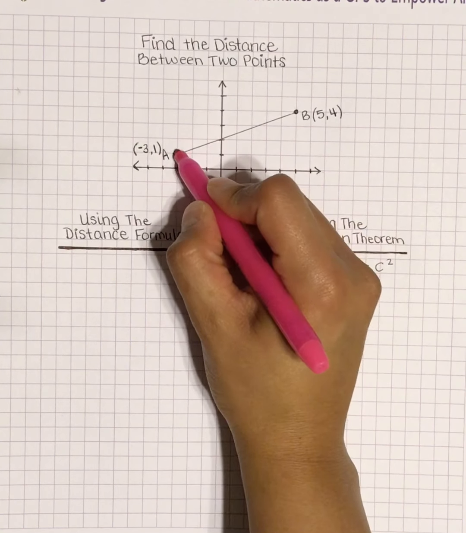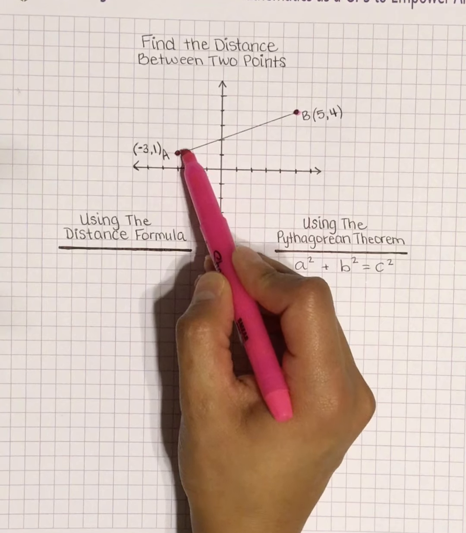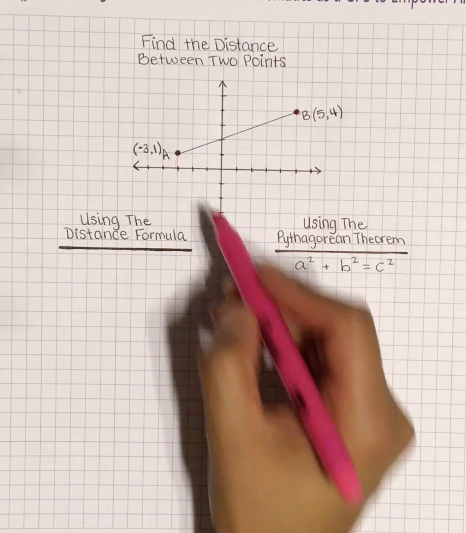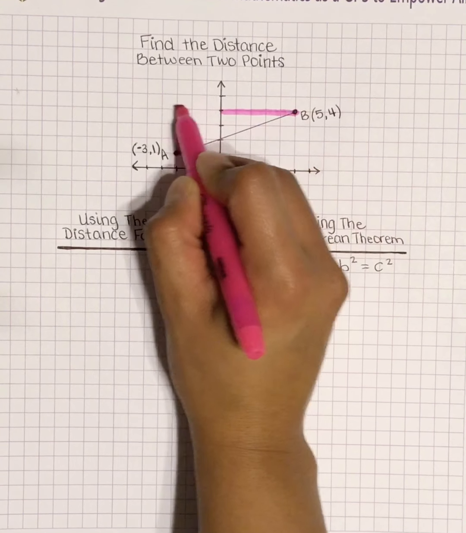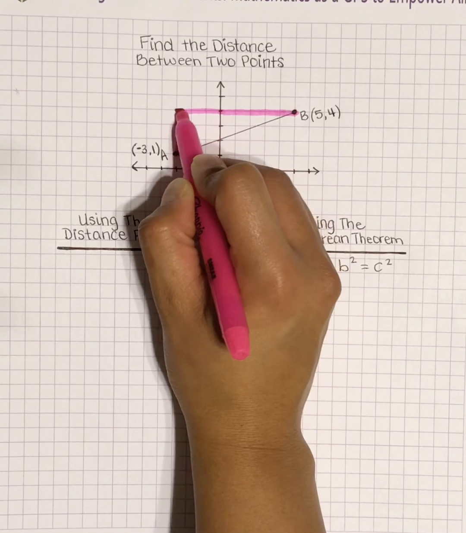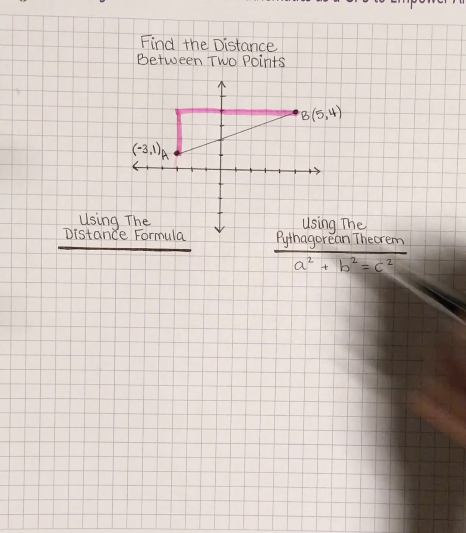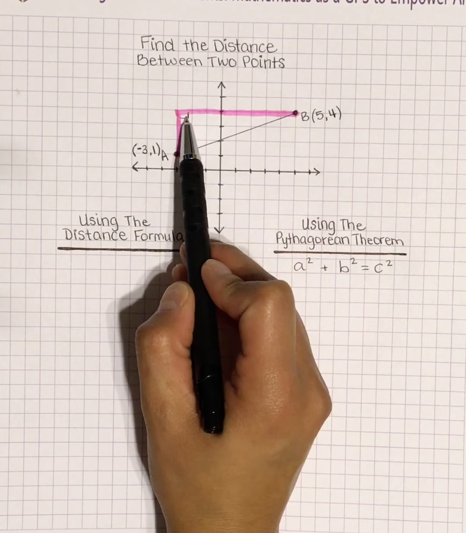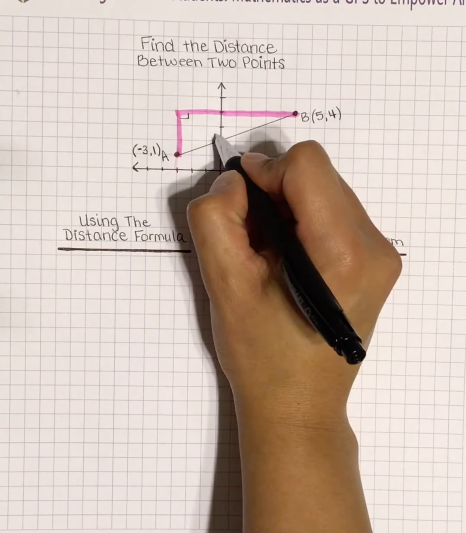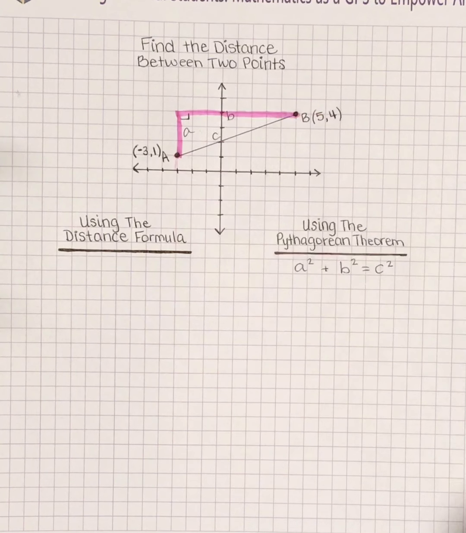It's really easy. You just take your 2 points, and you're just going to go up or down and across until they connect. So I'm going to go up, I'm going to go across until they meet. Now I have a right triangle. If my right angle is here, that means this has to be C, and these sides are A and B.